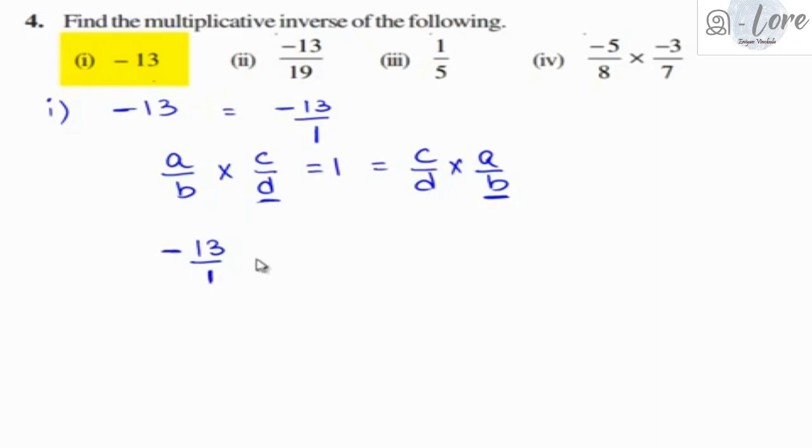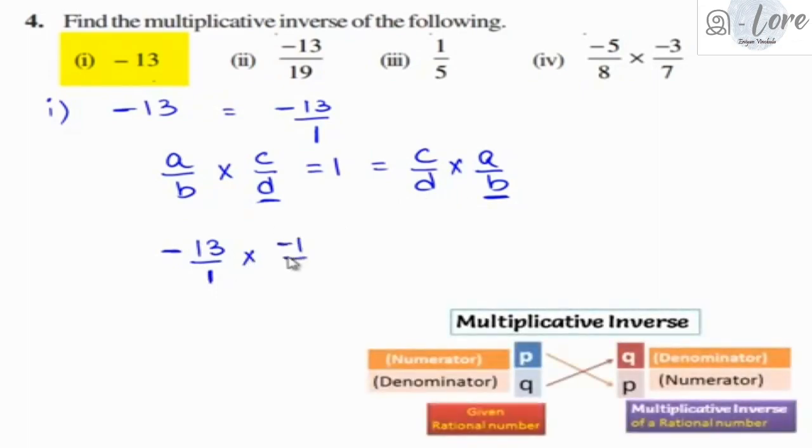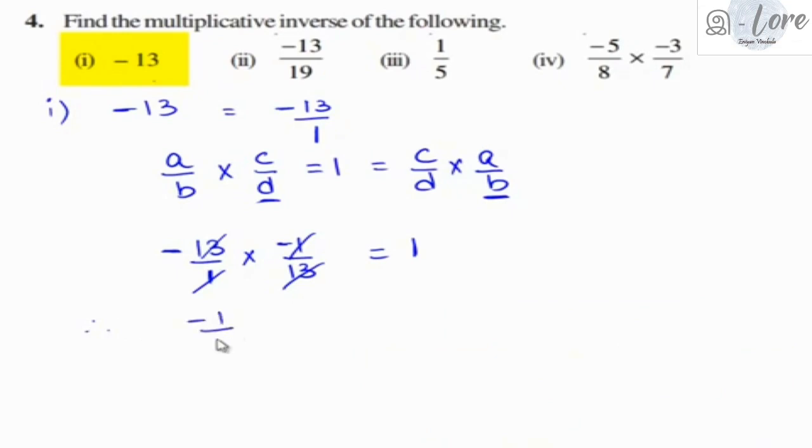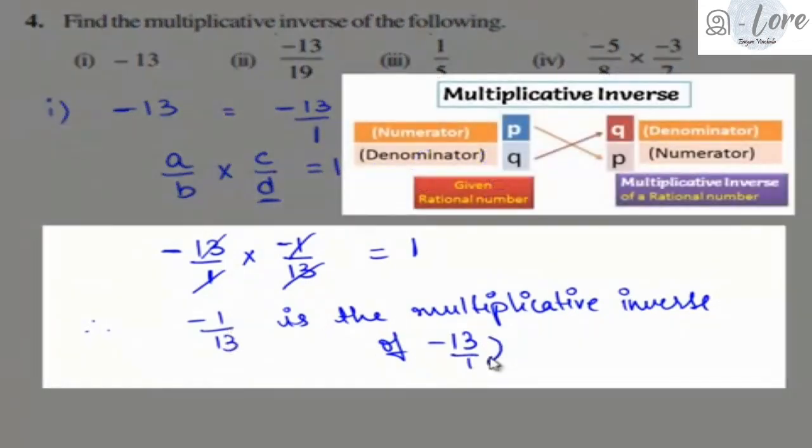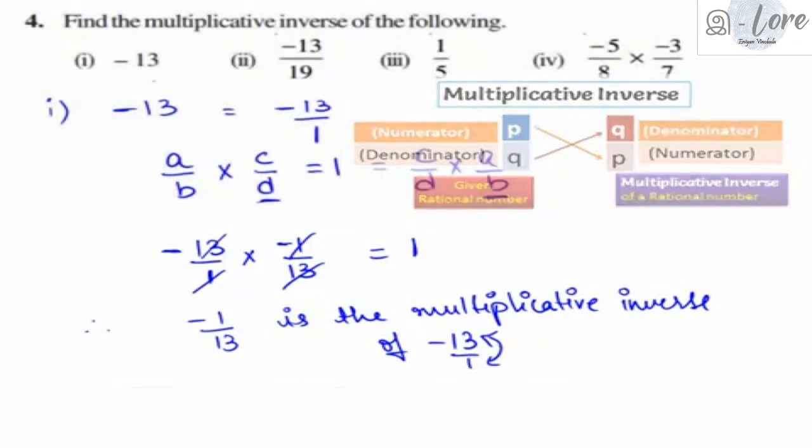Now comes the problem. Minus 13 by 1 into its multiplicative inverse means interchanging the numerator and denominator: minus 1 by 13. The common factor 13 gets cancelled, and minus 1 into minus 1 is nothing but plus 1. Minus 1 by 13 is the multiplicative inverse of minus 13. So it is clear that minus 1 by 13 is obtained from minus 13 by 1 by switching the numerator and denominator. We are exchanging it and we get the answer for the multiplicative inverse.